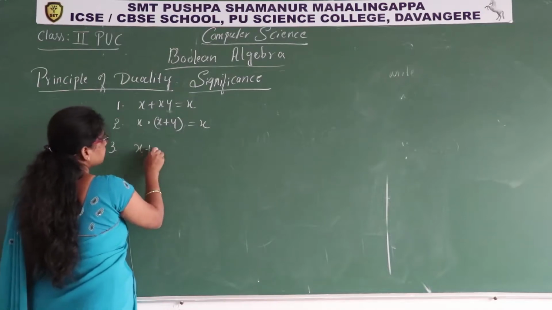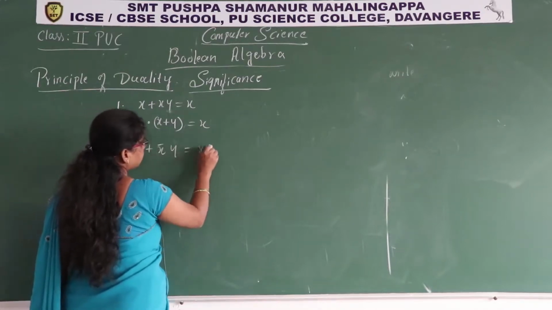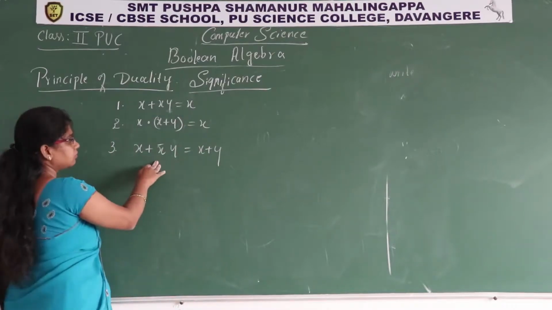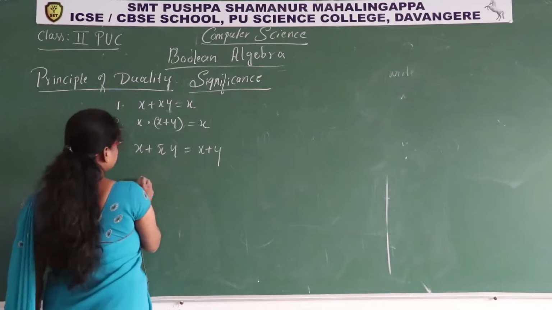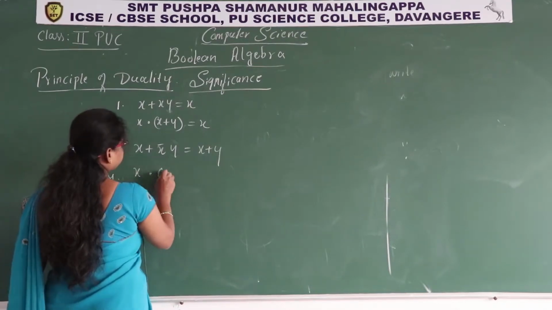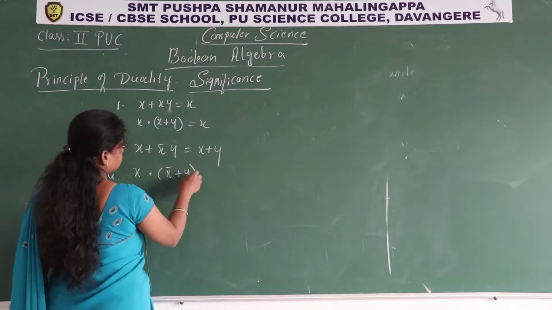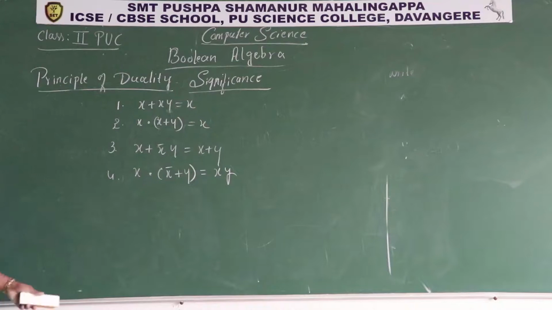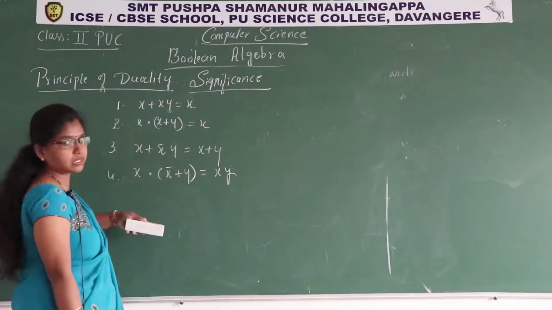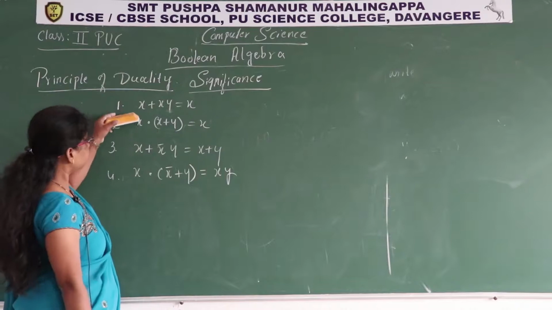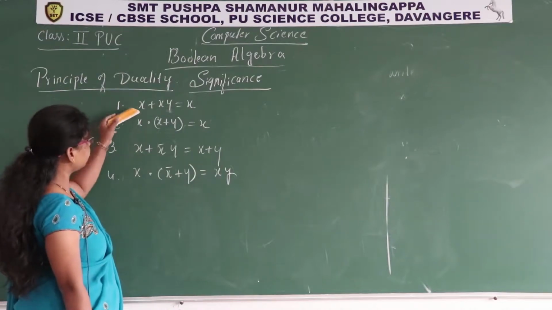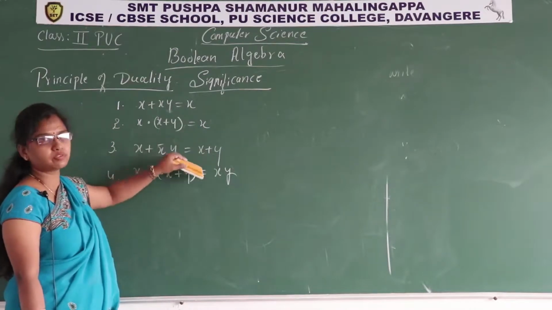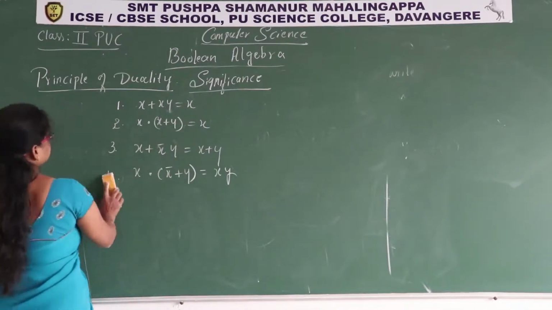And one more, x plus x bar y is equal to x plus y. We can derive one more theorem from this theorem by applying the principle of duality. So x dot x bar plus y is equal to xy. I hope you remember these absorption laws. We had written these two and we derived these two from these two theorems. How did we derive them? We applied the principle of duality. That is the significance.